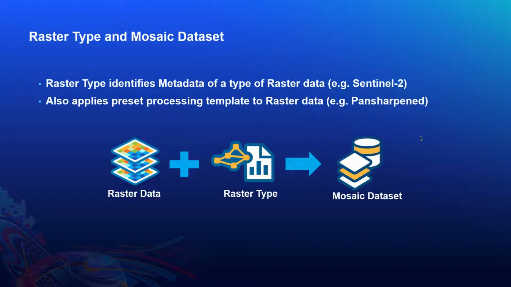And raster type also defines, based on the type of data, certain preset processing templates. For example, if you have a pan-sharpened satellite scene which contains multiple imagery files, the specific raster type may be able to define a processing template that combines the pan band and the multispectral band together to generate pan-sharpened raster items in the Mosaic dataset.